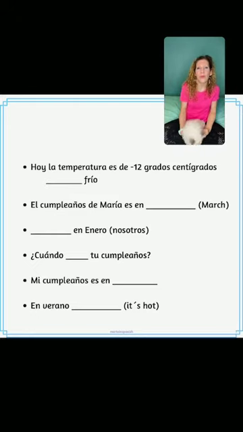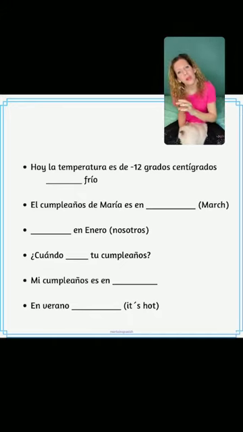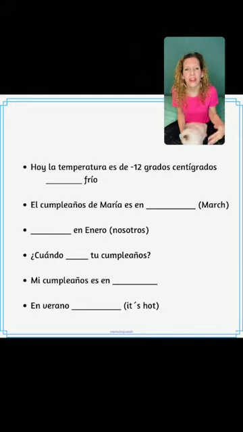Okay, so hoy la temperatura es de menos 12 grados centígrados, okay? So, frío. What would you say here? Because we have studied, okay? Verbs that go with months and temperature, so. Muy bien, perfect. Perfecto. Hace frío, it's cold, okay?